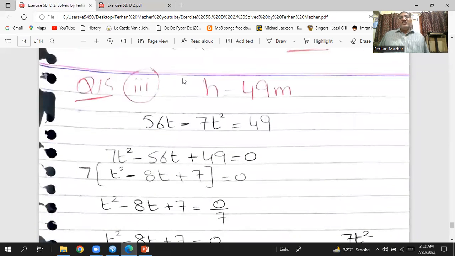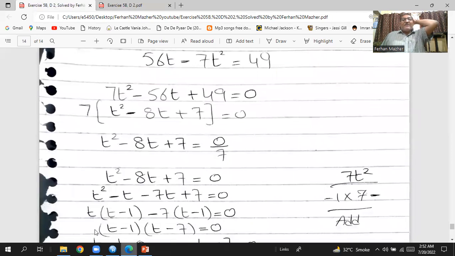Okay, then their question is when the height will be 49, how much time has passed? So at what time will the height of that ball be 49? So in that formula, in the place of h, put 49. And then we will bring all the terms to this side. So you will have 7t square minus 56t plus 49 equals 0.